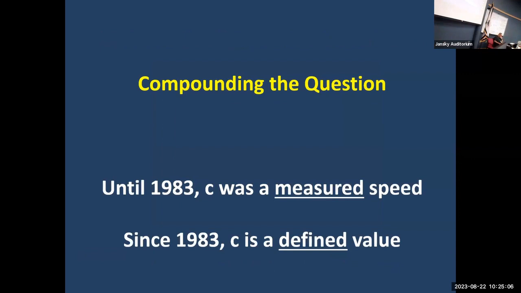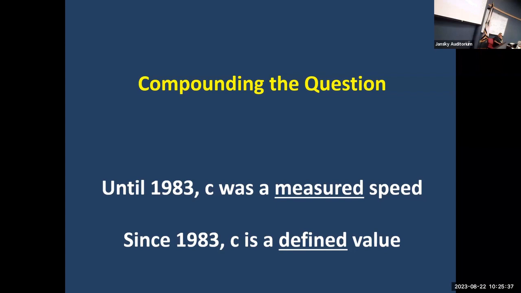Until 1983, C was a measured speed. That's what Michelson and Morley did. Lots of people worked later, added some more decimal points onto that reading. It was a measured speed. We knew from the time of Einstein that C was a constant, but our goal was to find out what that number was. But in 1983, everything changed.